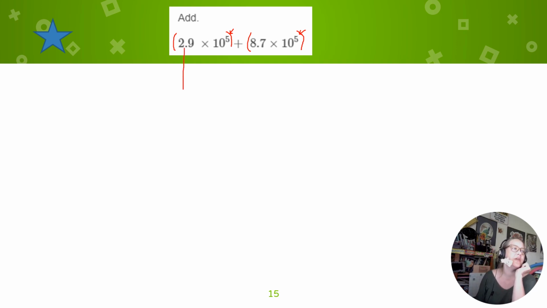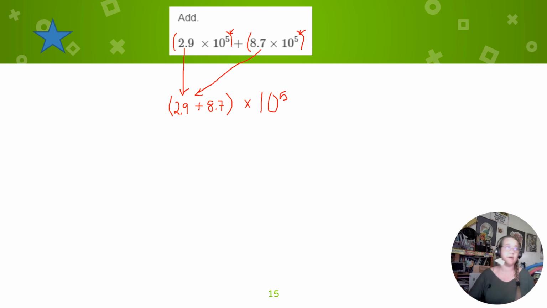So I need to factor my decimals together into a parenthesis, and then multiply by my 10 to the 5th power. All right, what's going to go inside my parenthesis? My 2.9 plus 8.7. All right, and I'm going to switch to my pen. I was just doing that with my mouse.